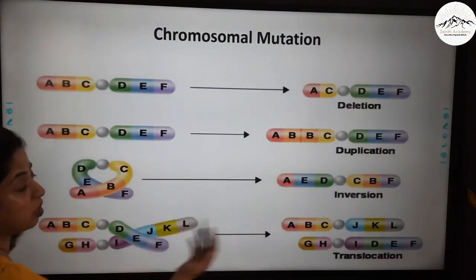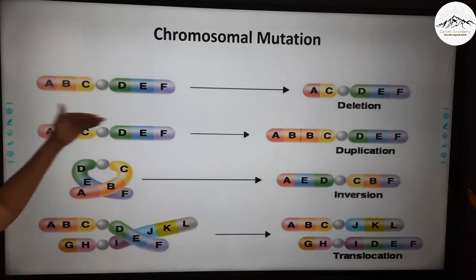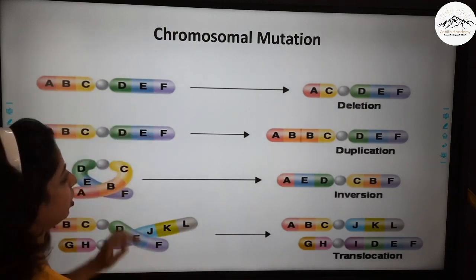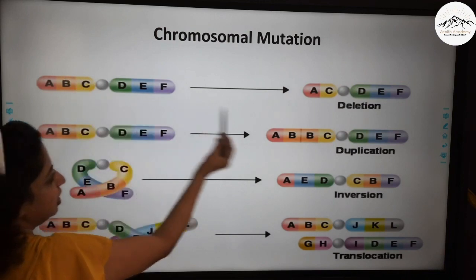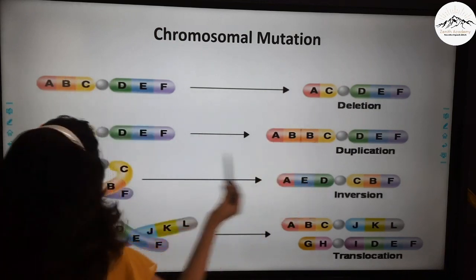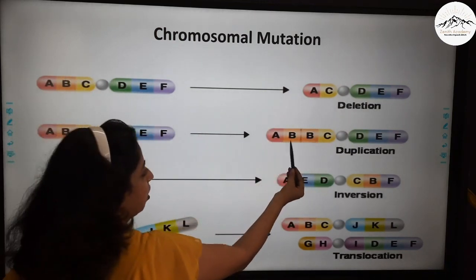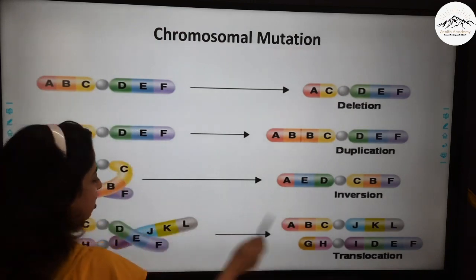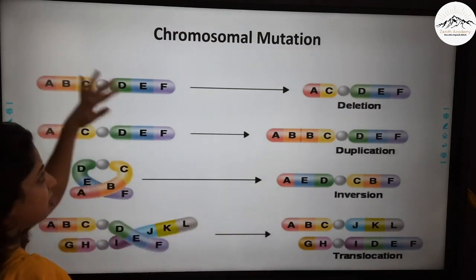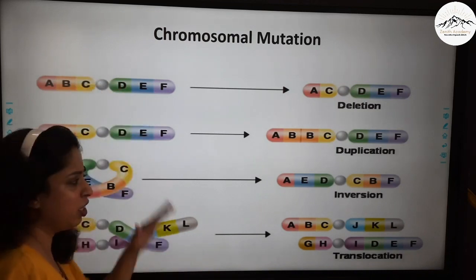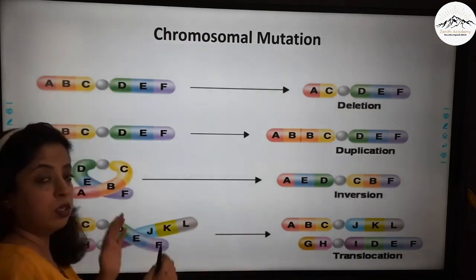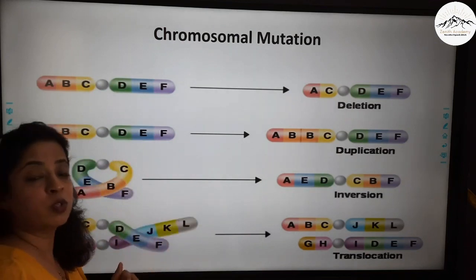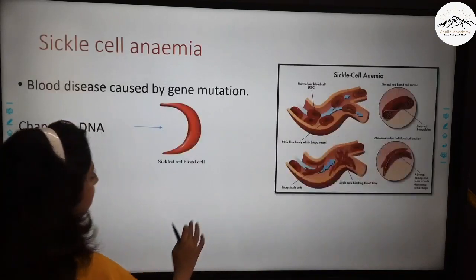Now let us look at the chromosomal mutation. Here you can see that there is a deletion. So B gets deleted. There is duplication, you can see there are two B's here. There you can see there is an inversion and there is a translocation. So these are the different types of chromosomal mutation. It is not in your course in detail, just to give you an idea what chromosomal mutation is all about.